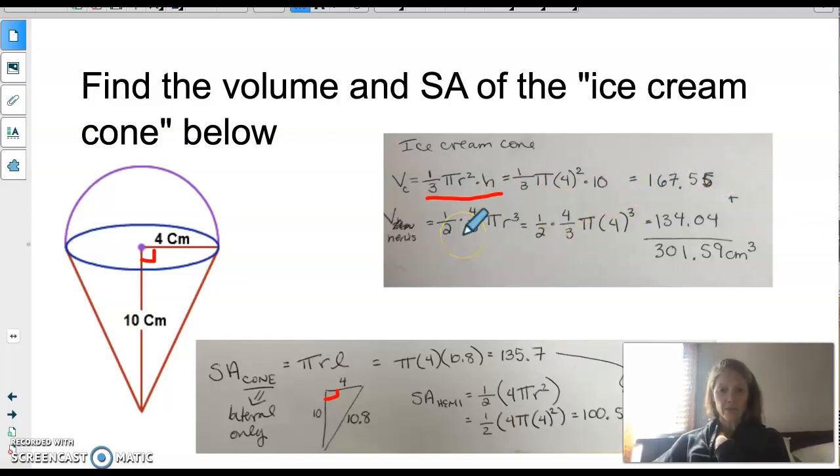And then to find the volume of the hemisphere, this top part of the cone, I'm going to do 4/3 pi r cubed, but then multiply by 1/2. It's only half of the sphere. And then when you add them together, this is your volume.